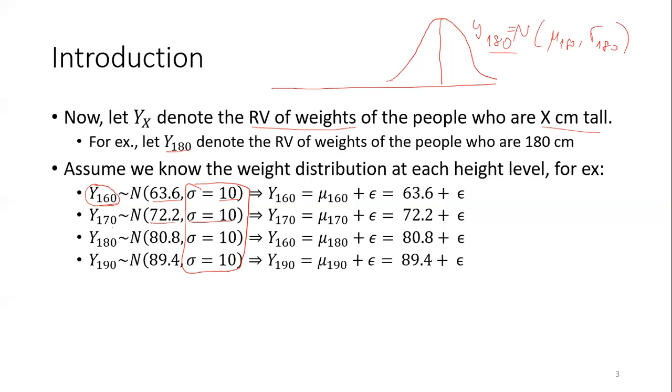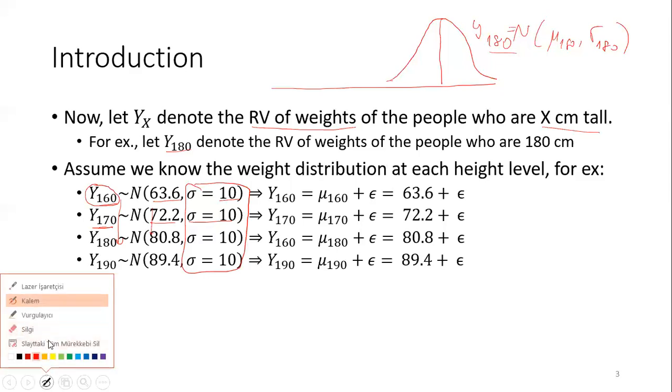They are just scattered around the mean with the same scale, but their means differ. So this is what we expect: as the height of people gets taller, they get heavier. So again, this random variable shows the weight of people who are 170 centimeters tall, and let's say this one is 190, which shows the distribution of weight of people who are 190 centimeters tall.